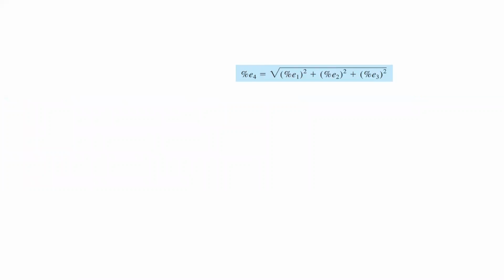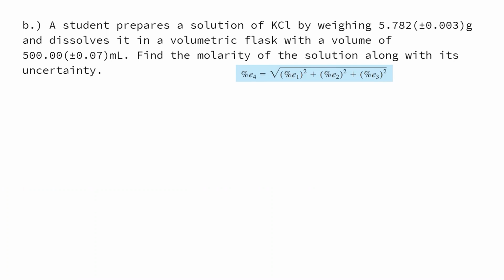So now we are going to do the second part of the problem. A student prepares a solution of potassium chloride by weighing 5.782 plus or minus 0.003 grams and dissolves it in a volumetric flask with a volume of 500 plus or minus 0.07 milliliters. Find the molarity of the solution along with its uncertainty. The information needed to solve this problem is the uncertainty formula for multiplication and division.